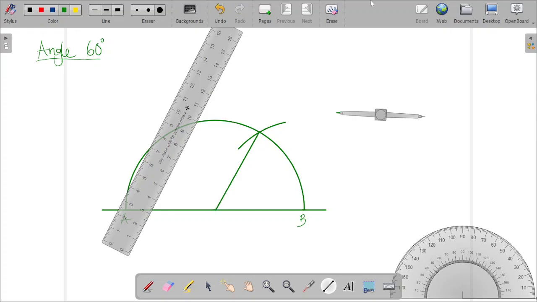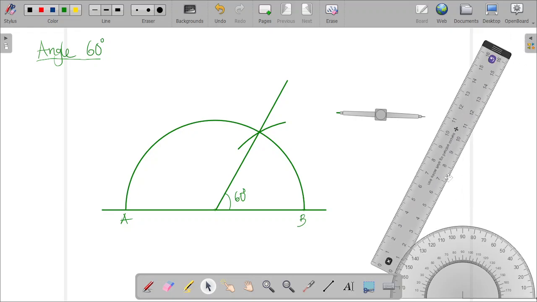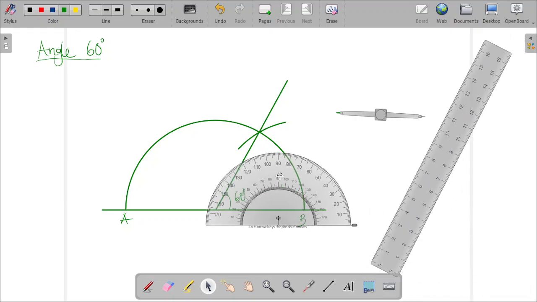Yes, that's it. Now the angle I have constructed is what value? 60 degrees already. So this is the angle here. This angle is obviously 60 degrees. So I'm done with the construction of the angle. Now let us check. Let's confirm this with our protractor.